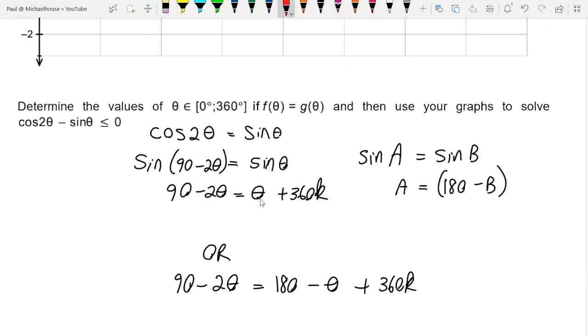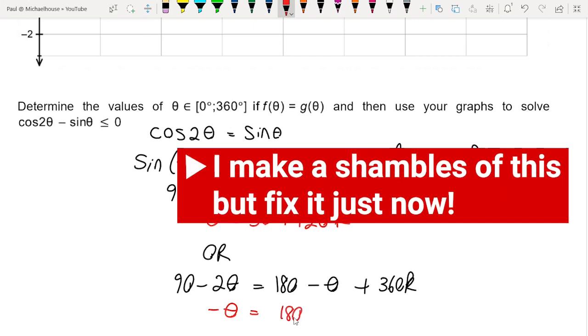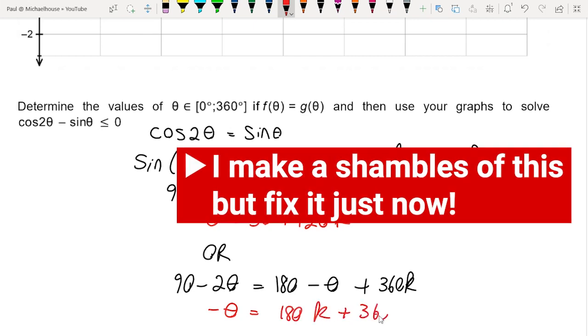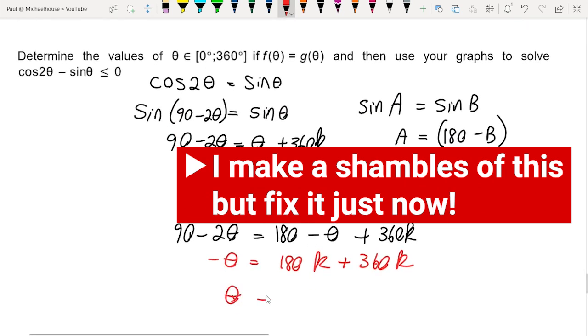If I subtract theta from both sides here, I'm going to get minus 3 theta. And if I subtract the 90, I'm going to get minus 90. If I divide through by the negative 3, I get theta is 30 plus 120k. And from here, I'm going to get minus theta. If I add a theta to both sides, is 180 plus 360k. Somewhere on this page I need to confirm that k is an integer. Obviously this one's the same as saying that theta is negative 180 plus 360k.